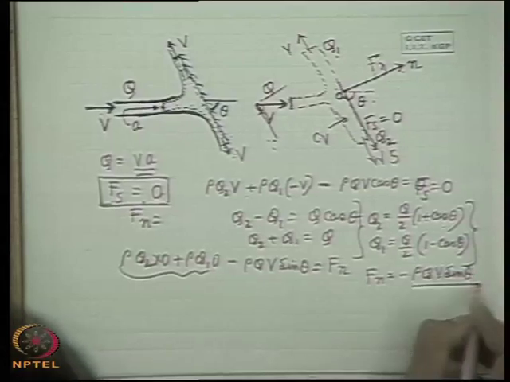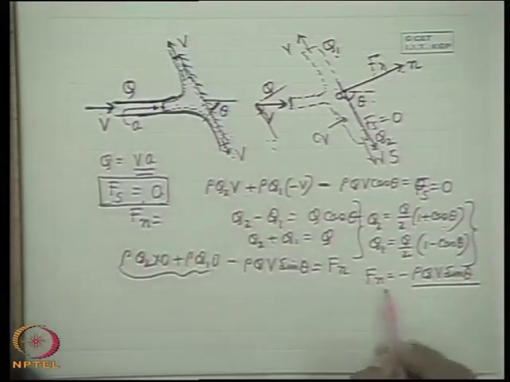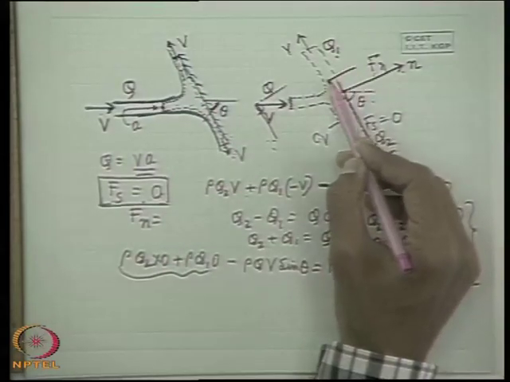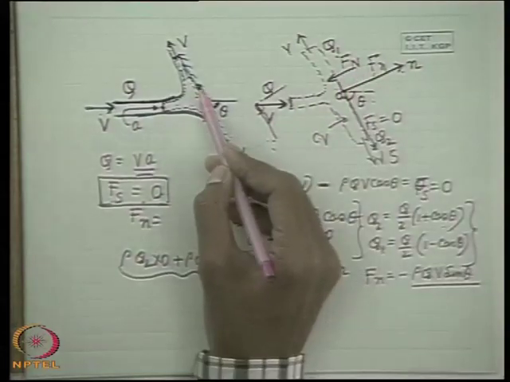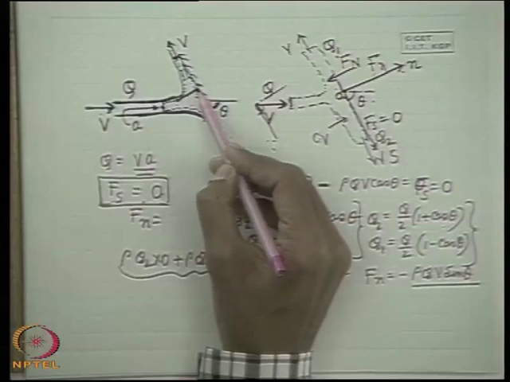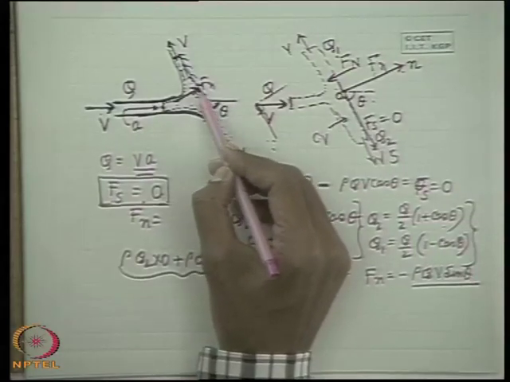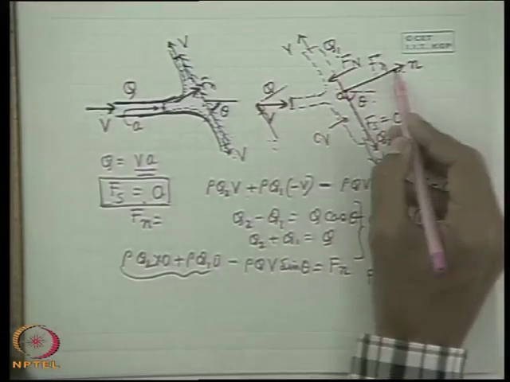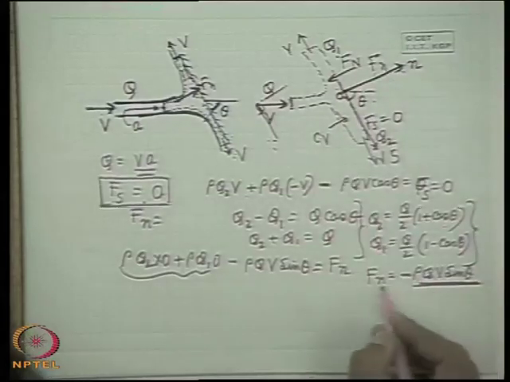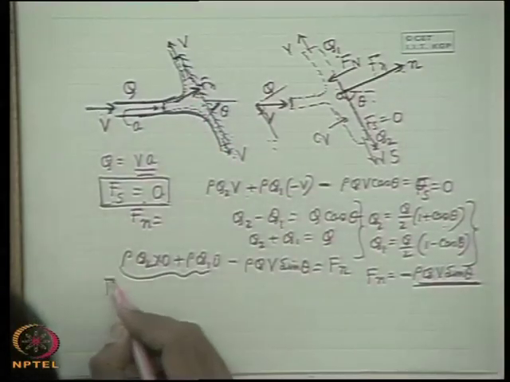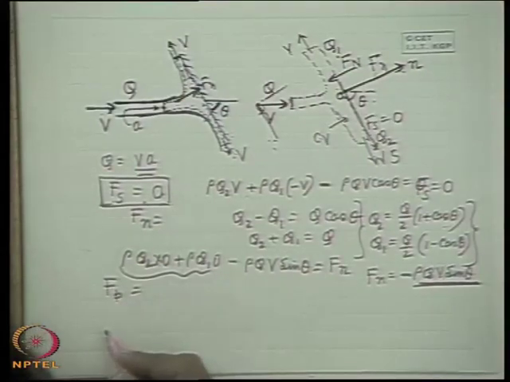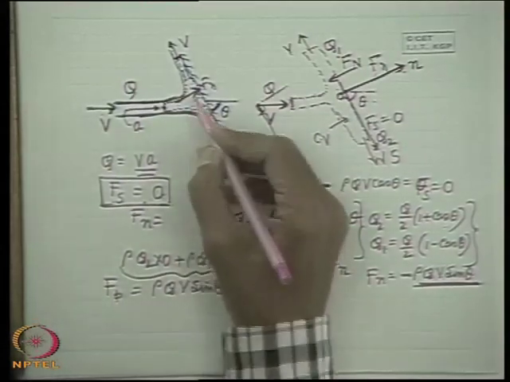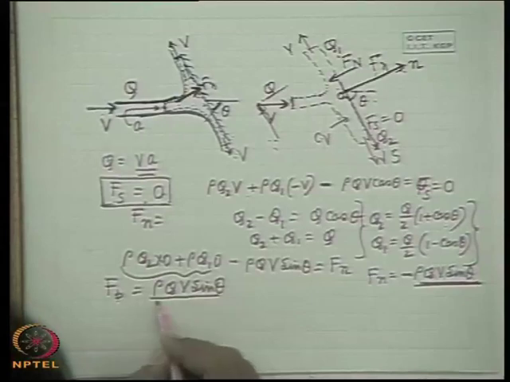So under these conditions, for a positive value of sin theta, this is minus, that means the force acting on the control volume is in the opposite direction, that means this is the Fn. So the force acting on the plate is in this direction, perpendicular to the plate, Fn. Magnitude is rho q v sin theta. This negative sign indicates the opposite direction is positive. So the force acting on the plate, let us write this Fp, is equal to plus rho q v sin theta. That means this is acting in this direction with a magnitude of rho q v sin theta.